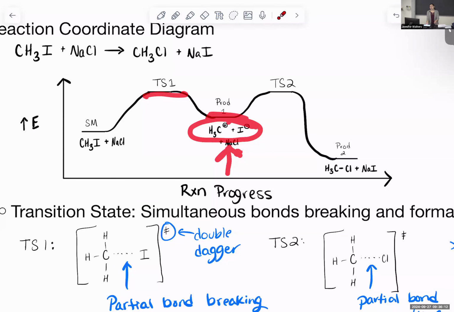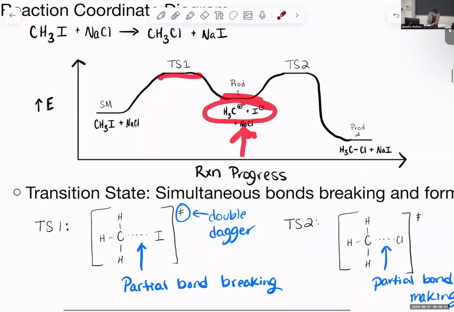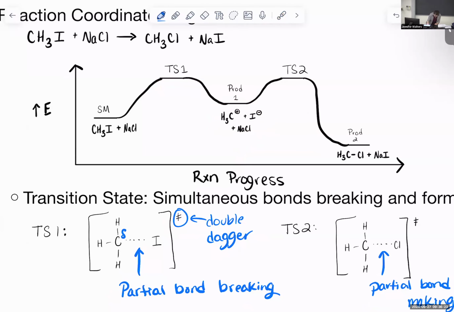So since I see charges in my intermediates, I need to see partial charges in my transition state. So that means that I need to get this partial positive on that carbon and a partial negative on the iodine, because I see formal charges in the thing that is closer in energy to.